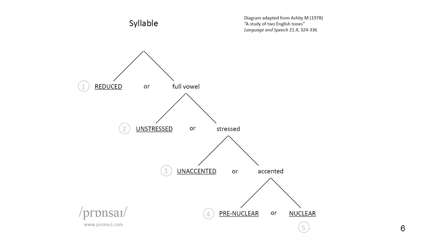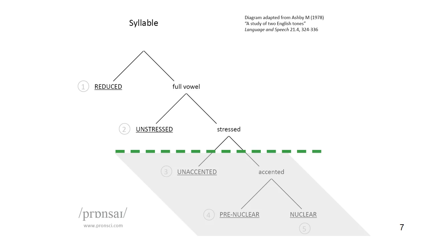Let's start by looking at the big picture of prominence, taking a comprehensive, exhaustive view. This diagram shows the complete system for English. It distinguishes 5 possible levels of prominence for a syllable, from the lowest level of prominence at the top left, marked with a 1, to the highest level at the bottom right, marked 5. At first glance, it looks complicated, but we'll see that there are bodily movements underlying everything that is above the green dashed line.